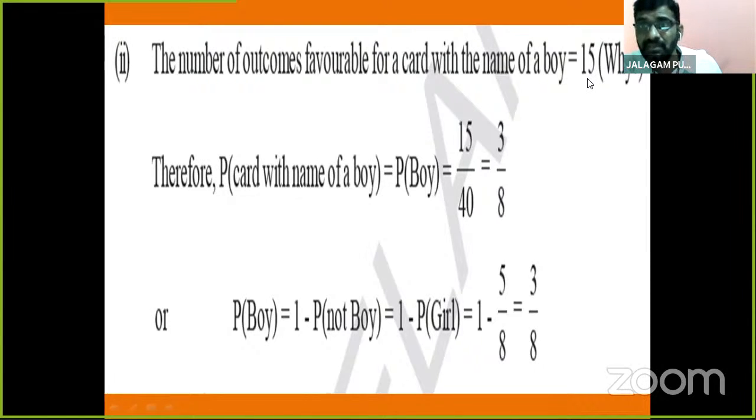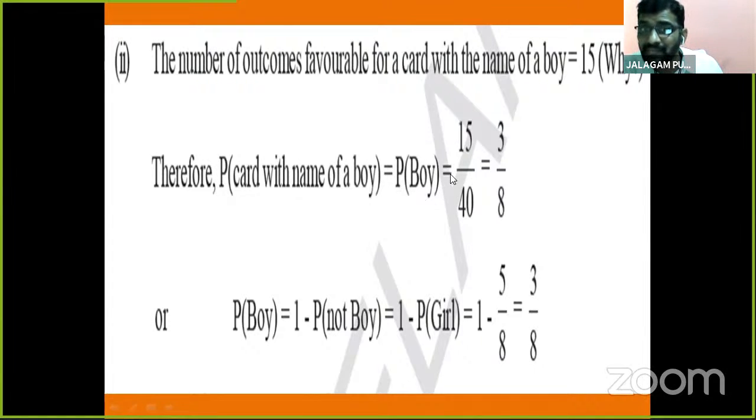25 girls are there, 40 totally. So here, the number of outcomes favorable for a card with the name of a boy is how many? 15 boys. Therefore, P means probability of a card with the name of a boy, that is equal to P of boy.